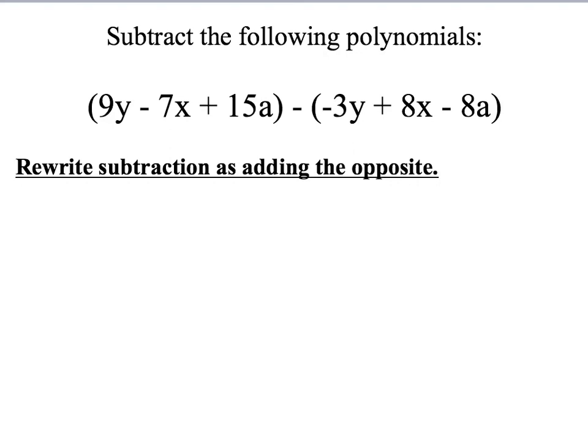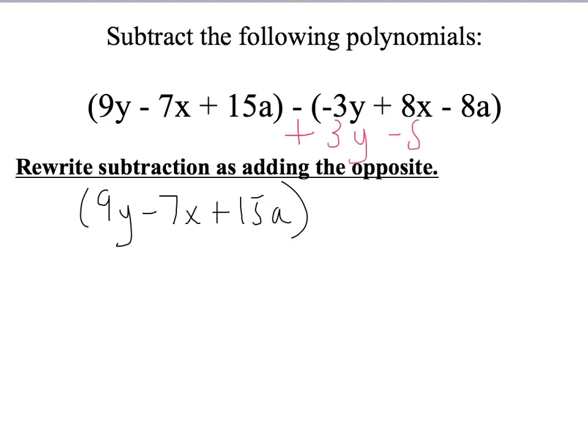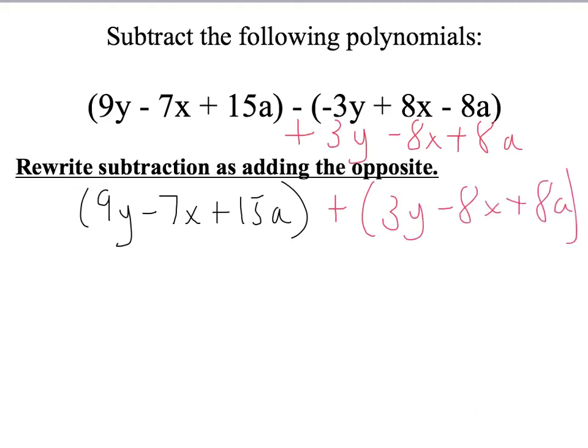Okay, so now going to subtraction. Subtraction is kind of the same as adding the opposite. So if I go ahead and rewrite the first one, 9y minus 7x plus 15a, okay? If I add the opposite, basically what I mean is I'm going to add here and then change the signs to the opposite. This is just like we did with integers. If I add, I'm going to change everything on the inside. It becomes less confusing this way.